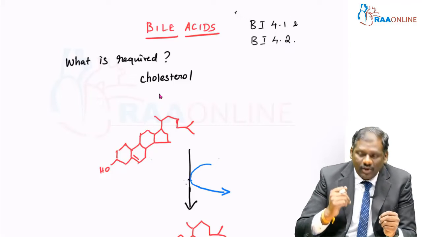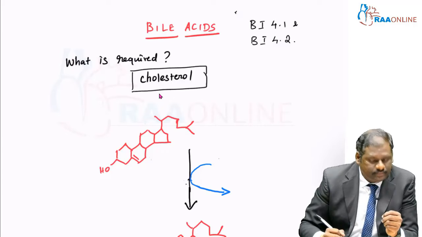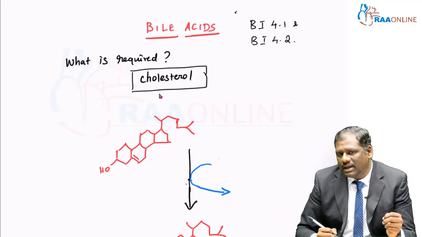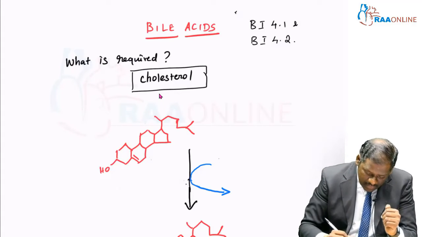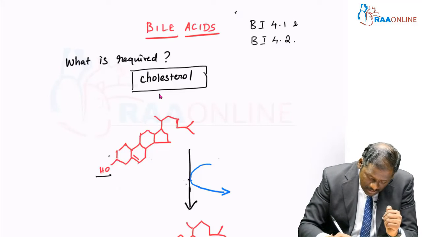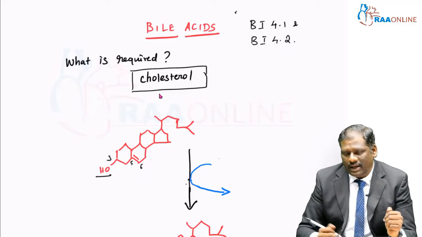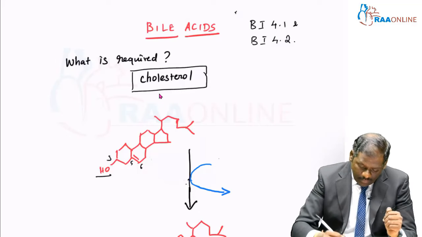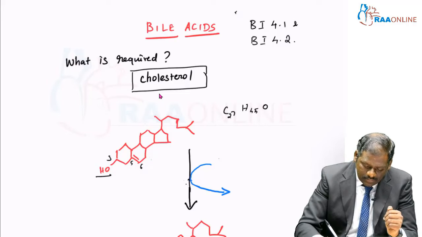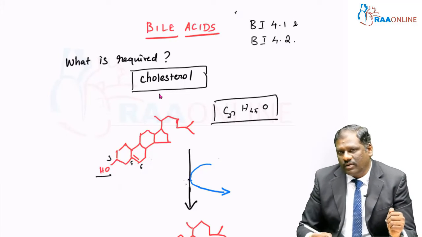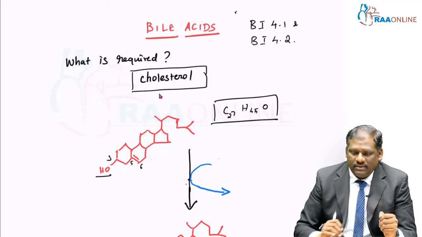Clear? So, what is required for the synthesis of bile acids? Cholesterol. Cholesterol has a sterol ring structure to which an OH group is attached at the third carbon. Remember, you have a double bond at the fifth and sixth position. This is a cholesterol molecule. Remember the structure of cholesterol, it has 27 carbon atoms. This is the structural formula for cholesterol. Clear? Now, we will first see the neutral pathway.